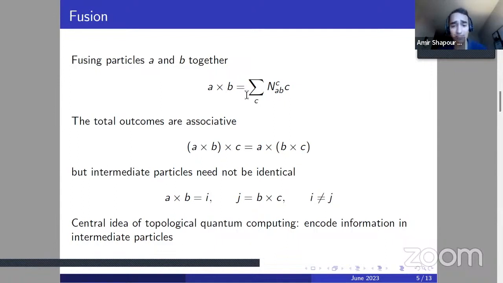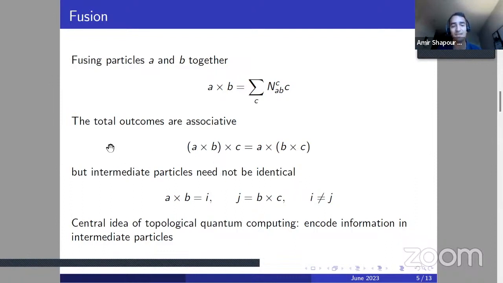In general, if you bring A and B together, you could get many different particles, denoted C, and this N_ABC denotes how many ways you can fuse A and B to get C. It's non-negative. This operator is commutative, and the outcomes are associative. If I fuse A and B first and then C, it's the same as fusing B and C and then A. But the intermediate particles are not identical, like A times B is not equal to B times C, and you can observe that.